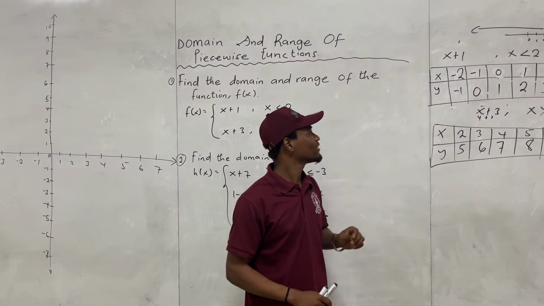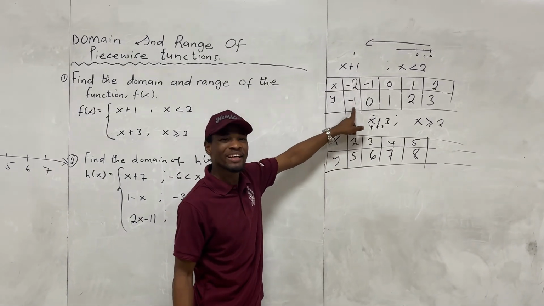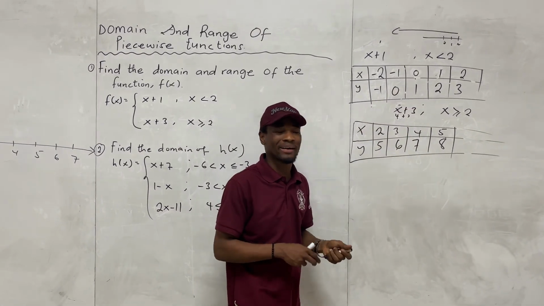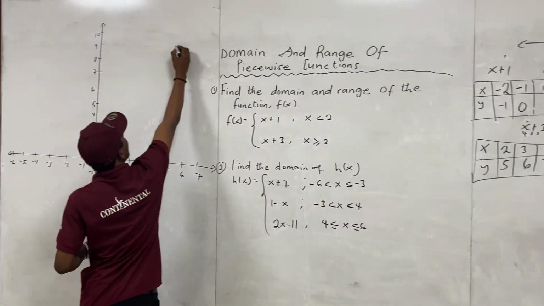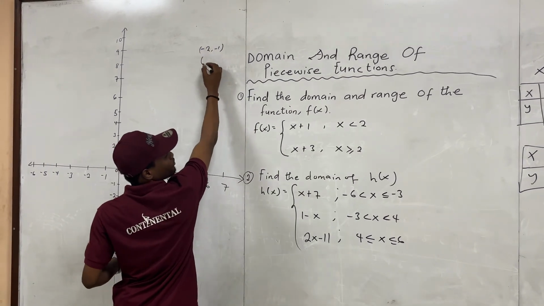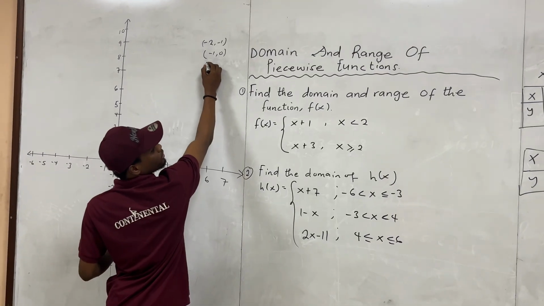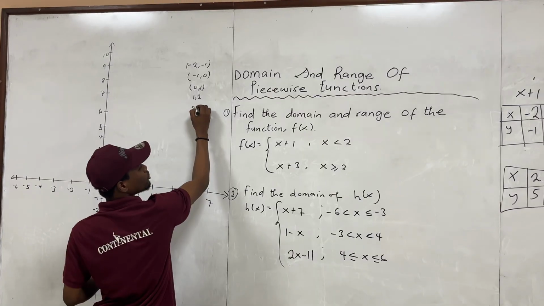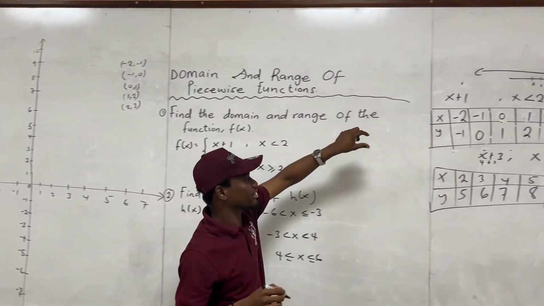So viewers, we are going to plot this, okay? So I have -2, -1, then -1, 0, then 0, 1, then 1, 2, and 2, 3. These are the coordinates for this, okay?